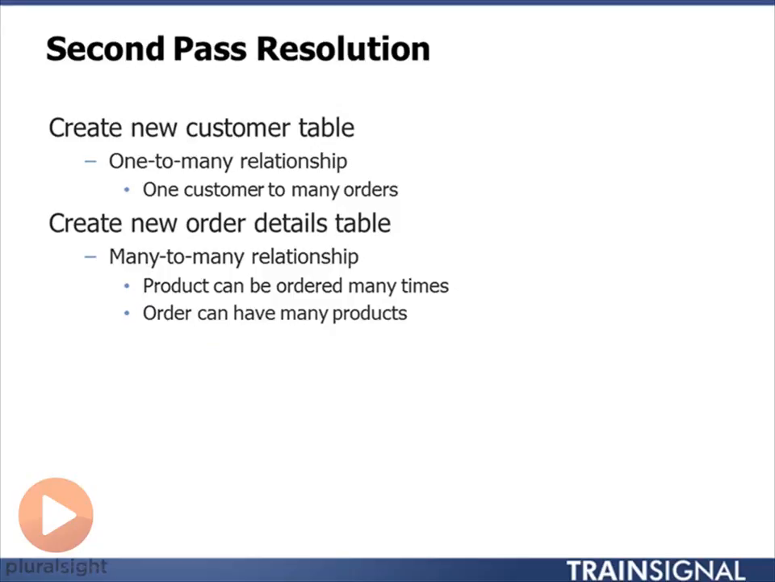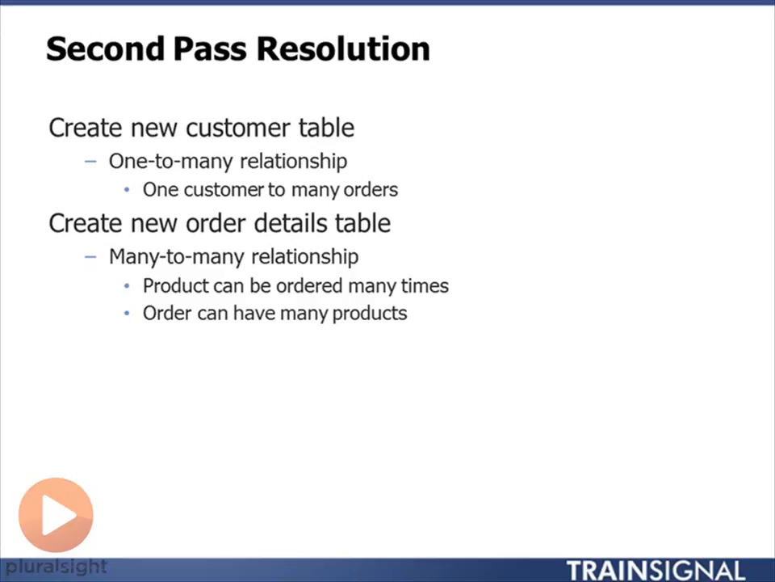So with that in mind, let's go back to that design and let's get rid of that duplicated data. Let's get rid of the duplicated customer information, and we're going to do this by creating a brand new customer table. Now, we'll set this up as a one-to-many relationship, one customer, many orders. And then let's create a brand new setup for orders and their products.